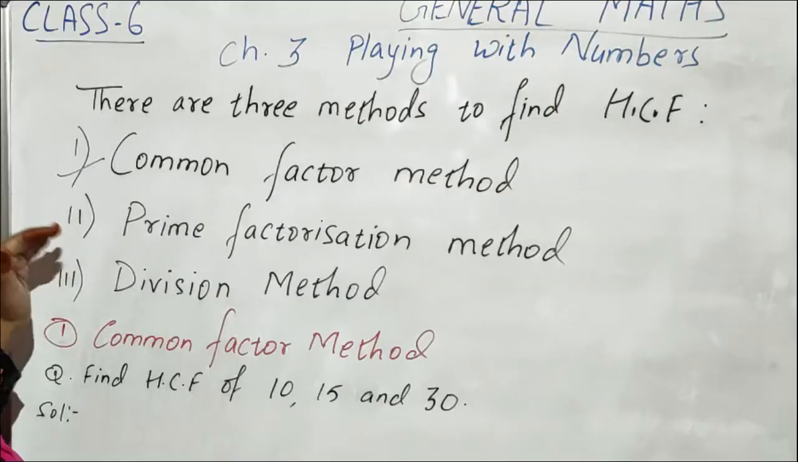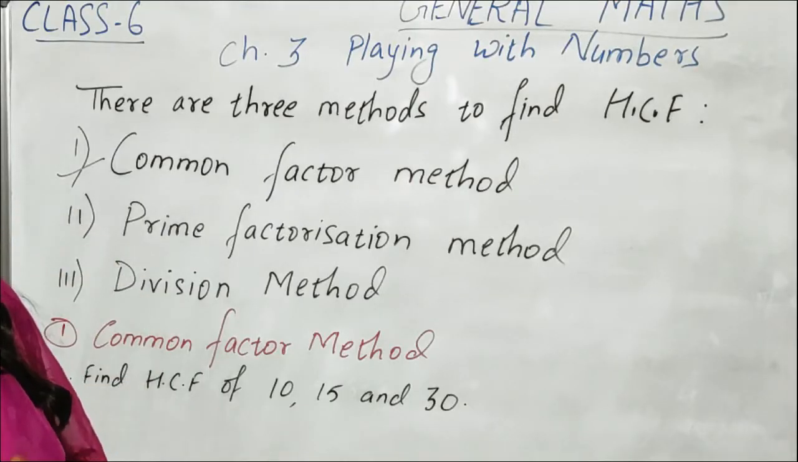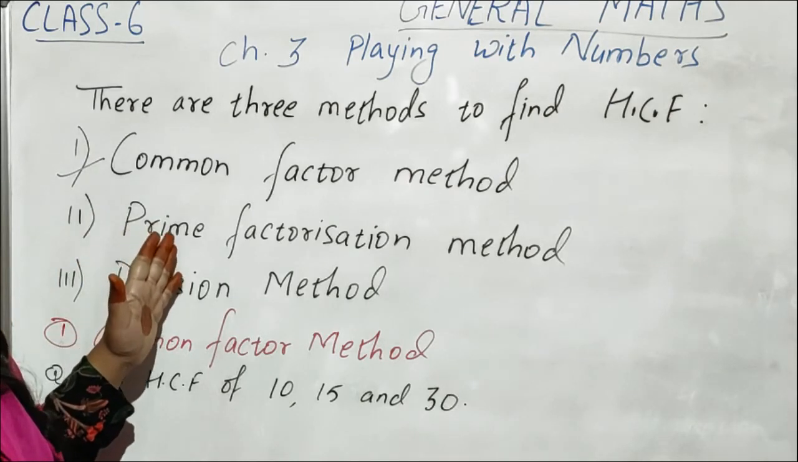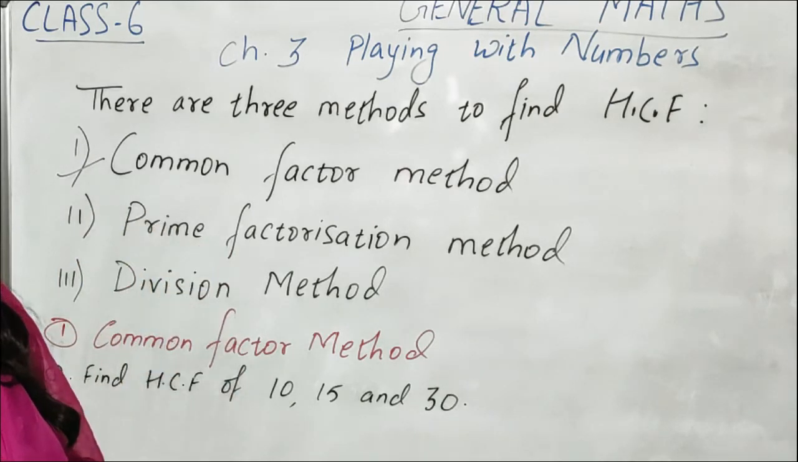Second is the prime factorization method. As the name suggests, for finding HCF by the prime factorization method, we first have to find the prime factorization of the given numbers.